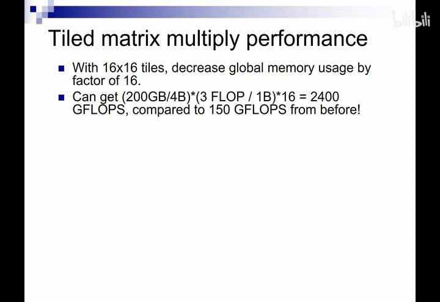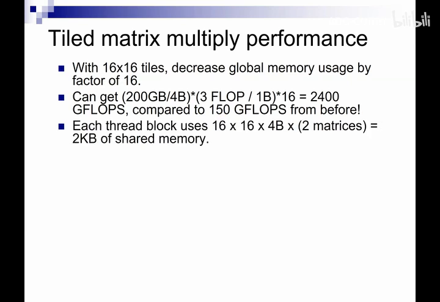Compared to if we didn't have the shared memory algorithm, we could only do 150 gigaflops. So we've increased our performance by a factor of 16. And if we're using tiles of this size, let's check that this does indeed fit in shared memory. We have 16 by 16 tiles, 4 bytes each value, and then we need to store 1 tile from M and from N. So that just comes out to 2 kilobytes of shared memory. That's not a problem.